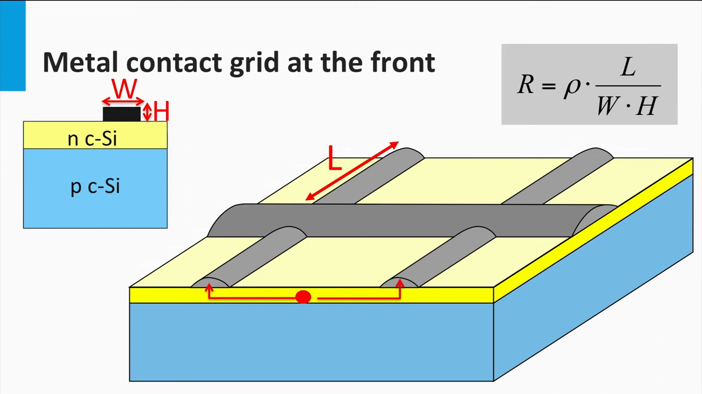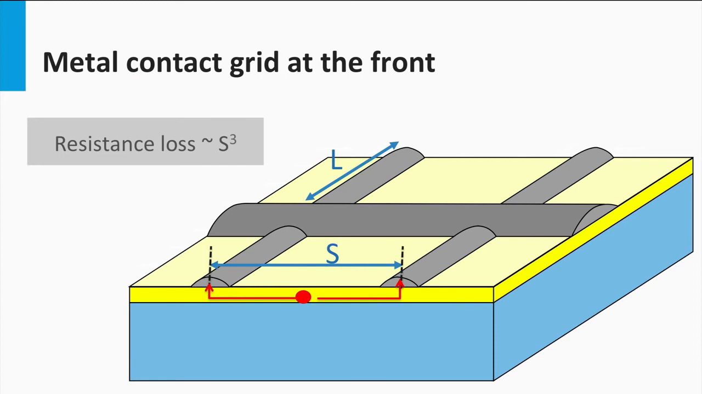The equation shows that the longer the path length for an electron, the larger the resistance the electron experiences. In addition, the smaller the cross-section, width times height, of the finger, the larger the resistance will be. Note that the resistance of the contacts will act as a series resistance in the equivalent electric circuit. Larger series resistance will result in lower fill factors of the solar cell, as discussed in week 3. This means that you would like to have the finger cross-sections as large as possible.